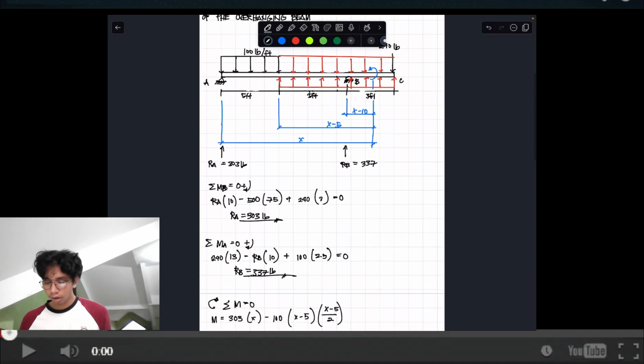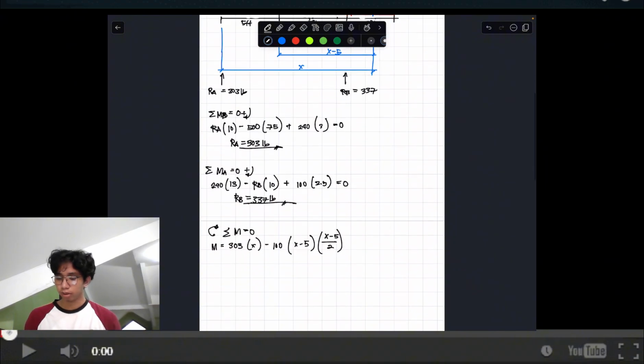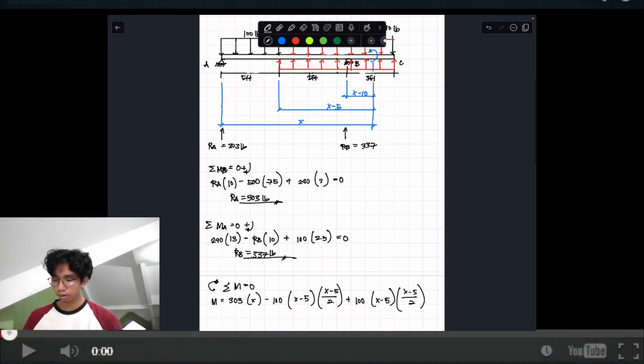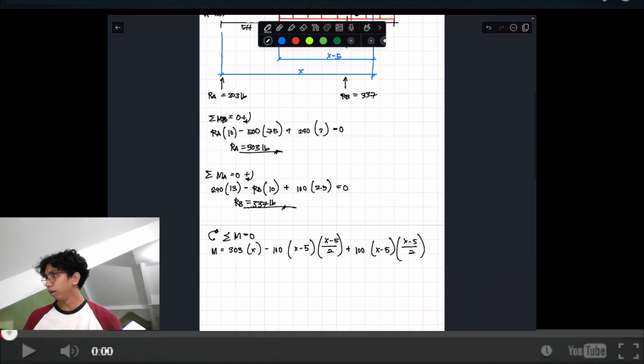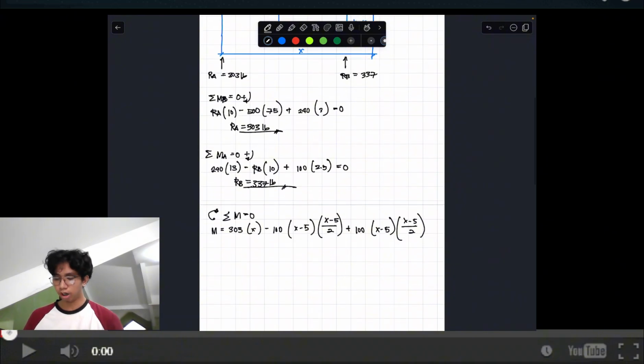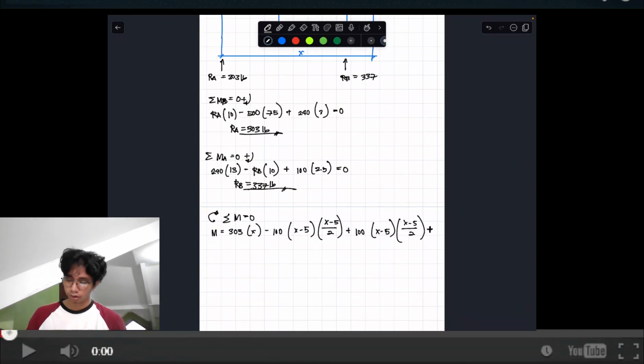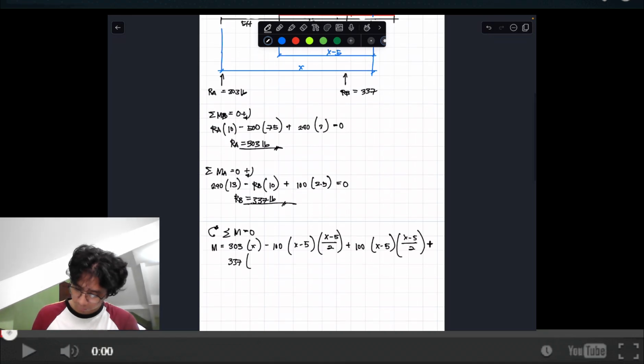And dahil in-extend natin kanina yung distributed load natin, dyan gagawin natin sa ilalim, maglalagay tayo ng plus 100 multiplied by X minus 5, ulit X minus 5 divided by 2. And we will add another, which is our RB, which is the 337. It will be positive kasi clockwise siya. Plus 337, and this will be the X minus 10.